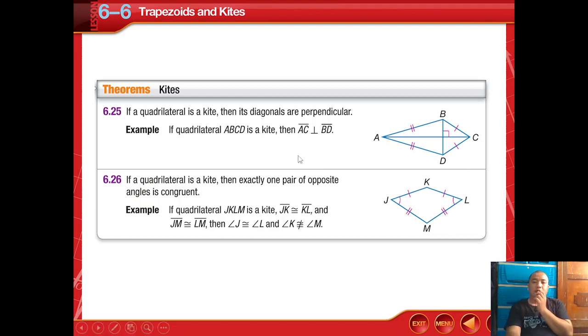So we have here a kite, JKLM. JK is congruent to KL. The adjacent sides are congruent, unlike in a parallelogram where opposite sides are congruent. But in a kite, the adjacent sides are equal. So JK is congruent to KL, JM is congruent to ML. So when that happens, angle J is congruent to angle L, and angle K is not congruent to angle M. So before this, in kite ABCD, angle B is congruent to angle D.